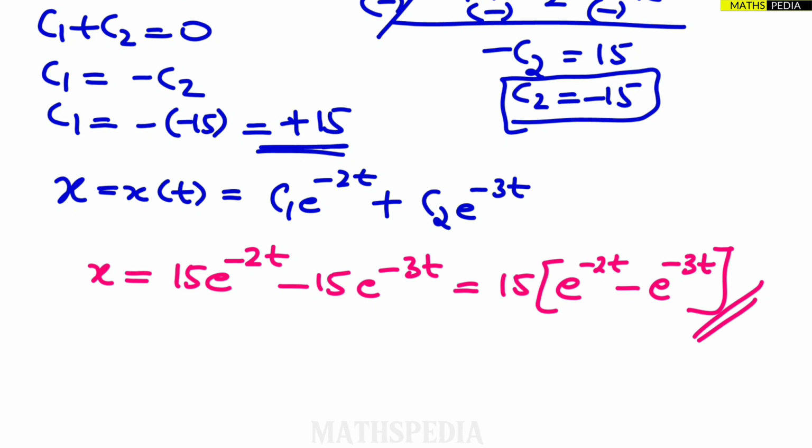So what we are doing here: they have given some conditions, and we utilize those conditions in order to find the constant parameters, that is c1 and c2, right? We find c1 and c2 and substitute them in the general equation. That's what we are doing here, right?